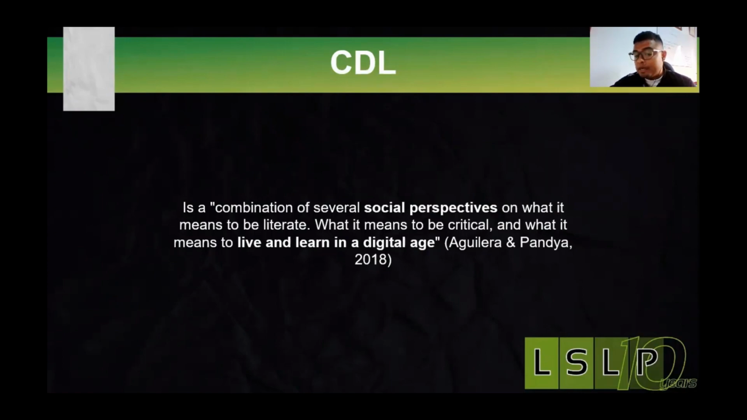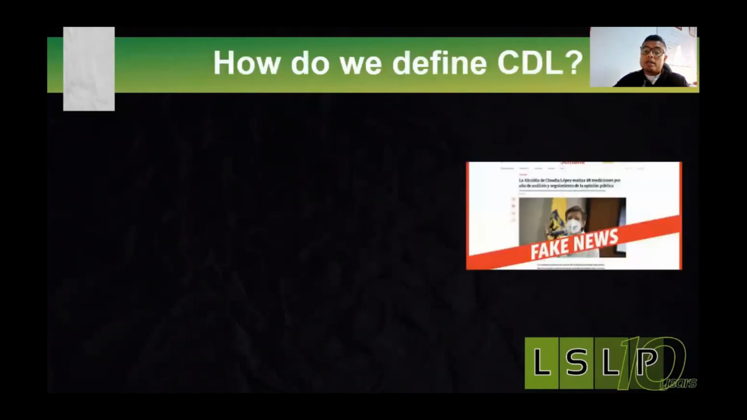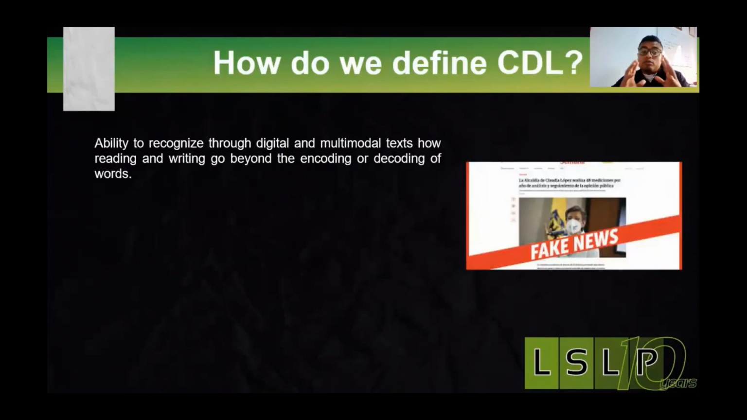According to Aguilera and Pandya, 2018, this is a combination of several social perspectives on what it means to be literate, what it means to be critical, and what it means to live and learn in the digital age. Pay attention: to live and learn in the digital age. Because when we talk about critical digital literacy, we need to recognize that this is an ability to recognize throughout digital and multimodal texts how reading and writing go beyond the encoding or the decoding of words.